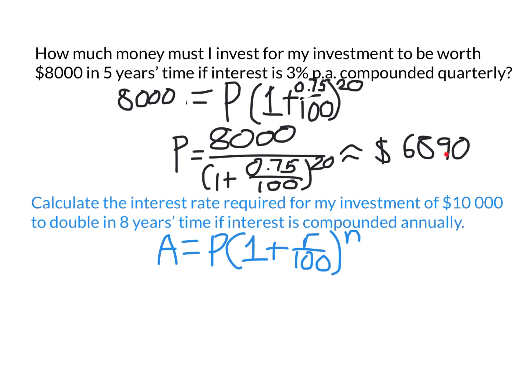That's to the nearest dollar. So this is what I would need to start with so that if it's compounded quarterly, for 5 years at 3% per annum, I will end up with 8,000 at the end of the 5 years.